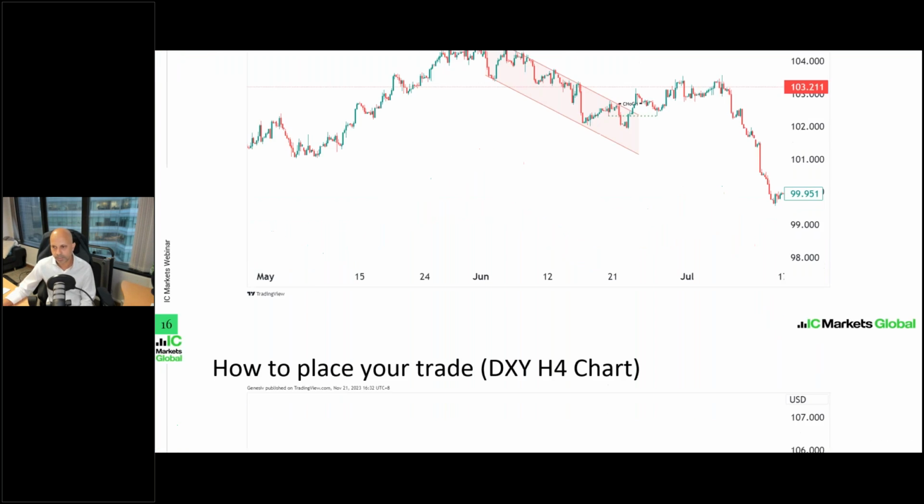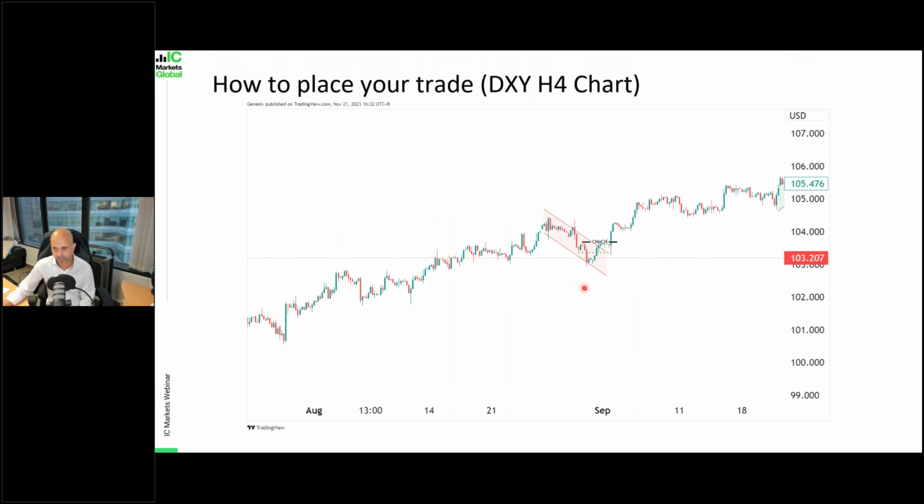Now similarly, this is another bullish change of character pattern that occurred in September. Once again, I'm on the dollar index, 4-hour time frame. Price is in a bearish channel, trading downwards, making a series of lower highs. This is the first high here, second high here, third high here.